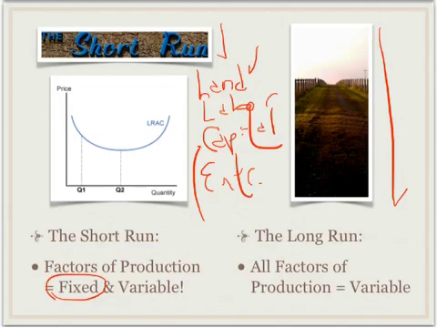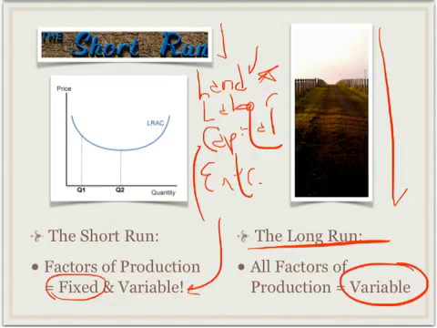And unfortunately, labor is considered to be one of the most flexible in the short term. That is, you can literally decrease the amount of labor you use from one day to the next. In the long run, all factors of production are considered to be variable. So the long run is entirely flexible, whereas the short run is some combination of flexible and inflexible.